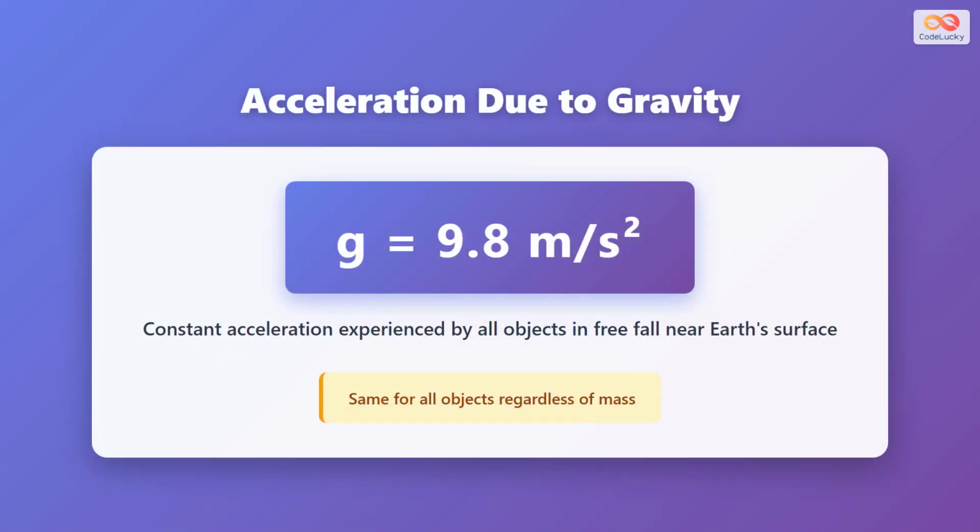The acceleration due to gravity, represented by the symbol g, has a value of 9.8 meters per second squared. This is a constant acceleration that all objects experience when falling freely near Earth's surface. Remarkably, this acceleration is the same for all objects regardless of their mass, whether it's a feather or a bowling ball in vacuum conditions.